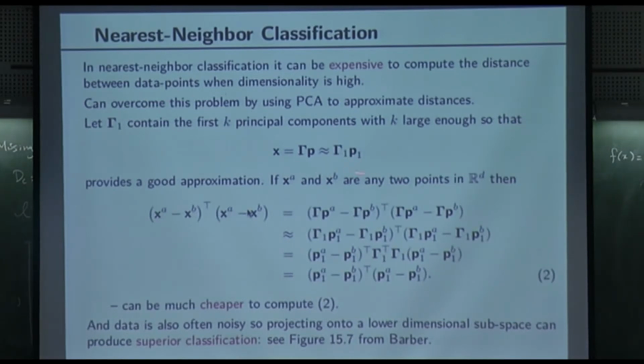If XA and XB are any 2 points in R^D, then if I look at the difference between the two, (XA minus XB) transpose (XA minus XB), then I'm writing them using this principal component representation, (gamma PA minus gamma PB) transpose (gamma PA minus gamma PB). Now I'm saying that this is approximately equal to the version with gamma 1, because this is essentially saying that the first k of them are a good enough approximation. So from here to here I approximated. Instead of gamma PA, I have gamma 1 P1A, gamma 1 P1B, and so on. Then I expanded this, and you get (P1A minus P1B) transpose gamma 1 transpose gamma 1 (P1A minus P1B). And I claim that this is exactly equal to this.